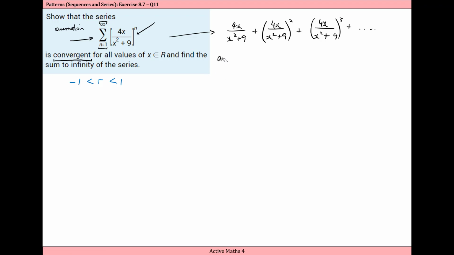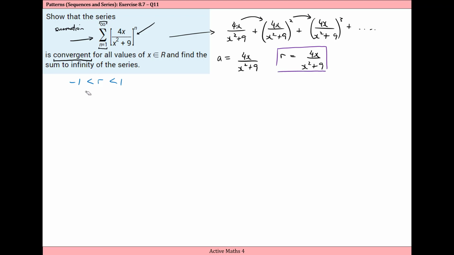We can see that the first term is 4x over x squared plus 9, and the common ratio is also 4x over x squared plus 9. So we start with a term of 4x over x squared plus 9, and that's what we multiply each time to get the next term in the series. So we want to show that this value of R is between -1 and 1, and if we can do that, we'll show that the series is convergent.